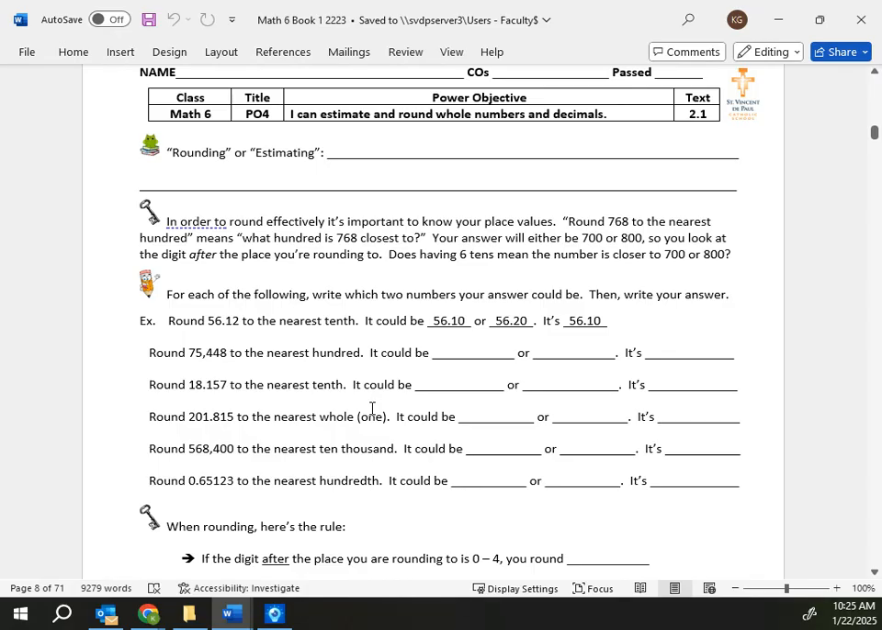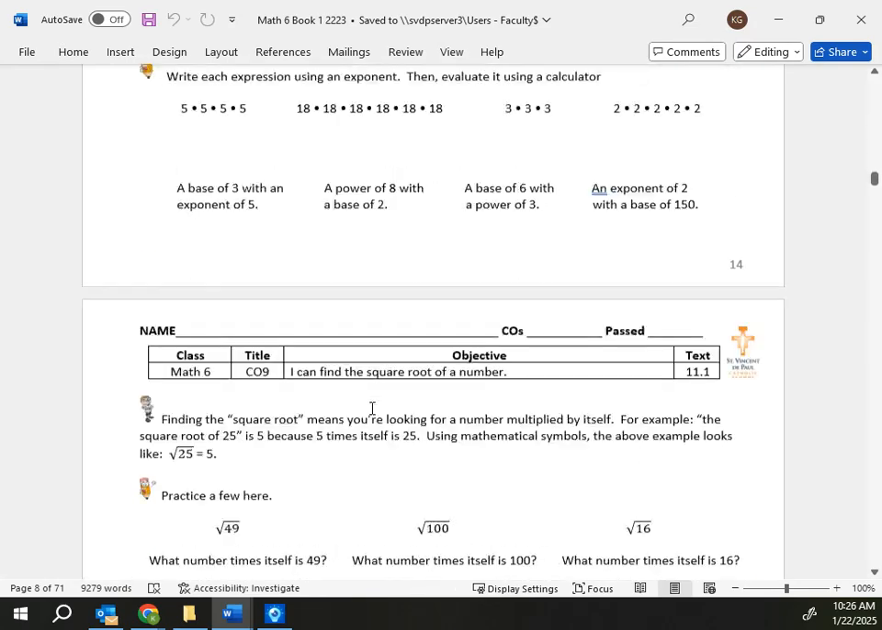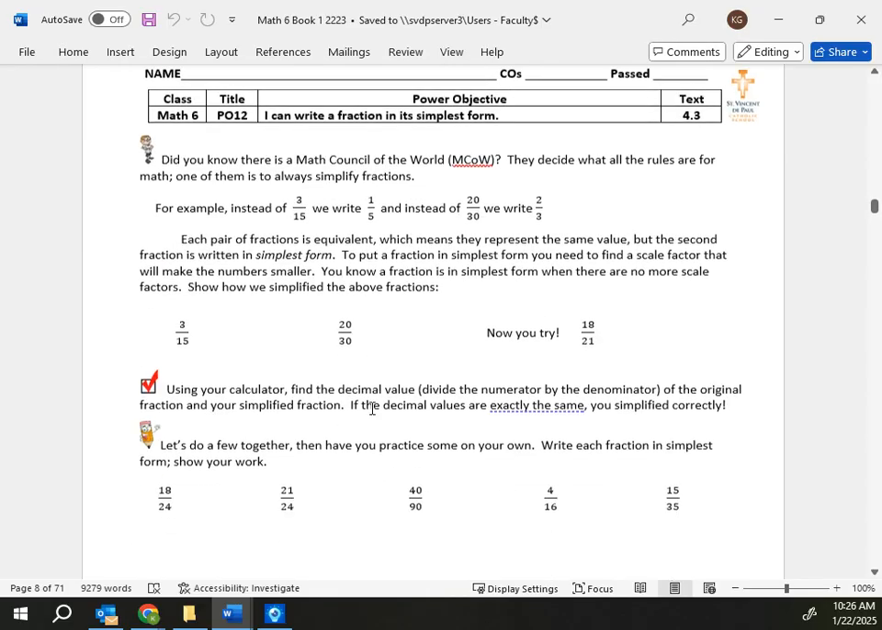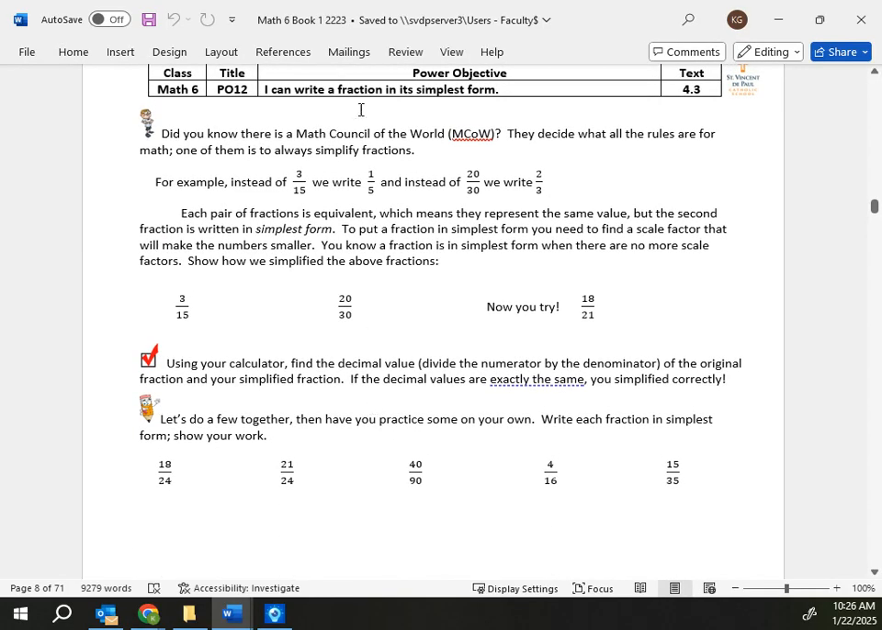All right, our next one, PO 12. PO 12 is I can write a fraction in its simplest form. Oof, we are simplifying in this test, so we should be able to simplify for our review question. Remember, you have to be able to divide out the same number from the top and the bottom. So you have to be able to simplify.